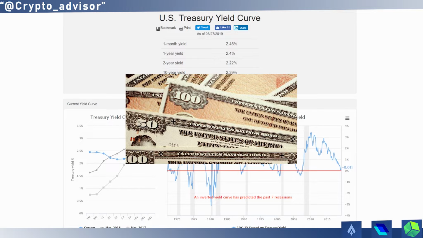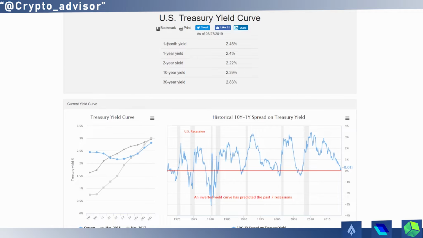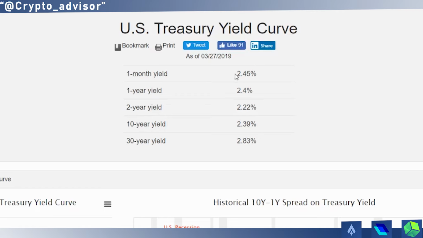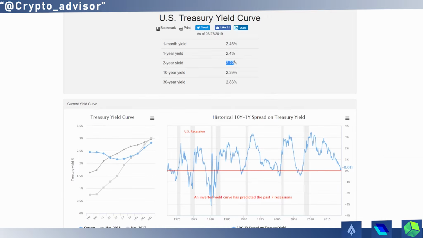So for example, if I loaned the government money for 1 month, then if I did that every single month for a year, then I would make 2.45%. Now, the interesting thing about this is whenever the yield curve inverts, that means that you can make more money loaning the government money short term than you can long term. So pretty much you can lock your money in for a shorter amount of time, and you will be making more money than if you locked it in for a longer amount of time.